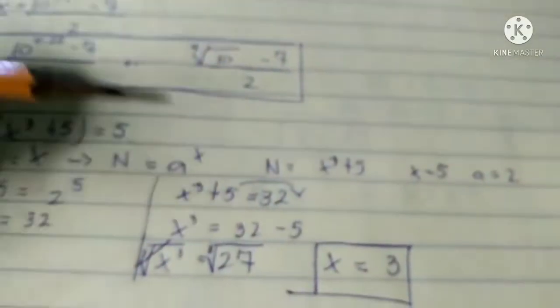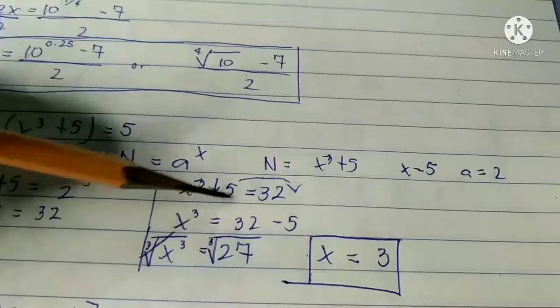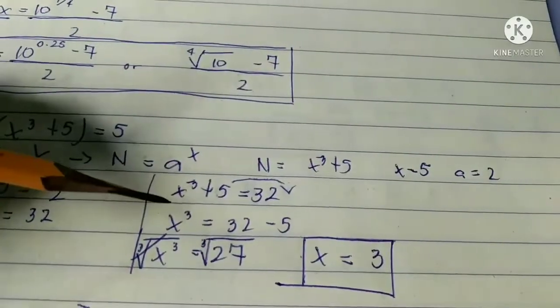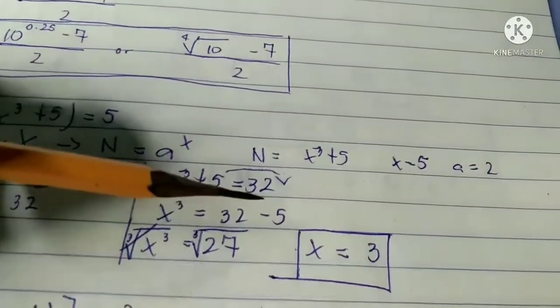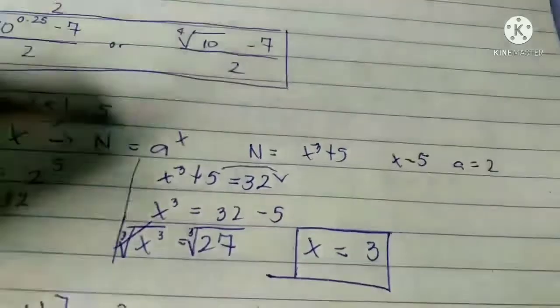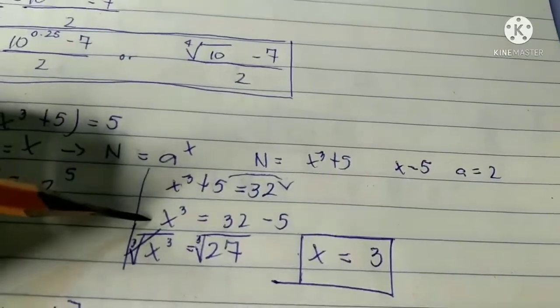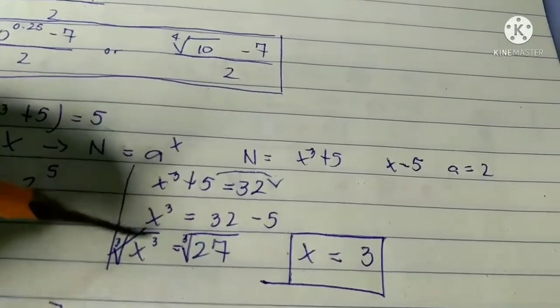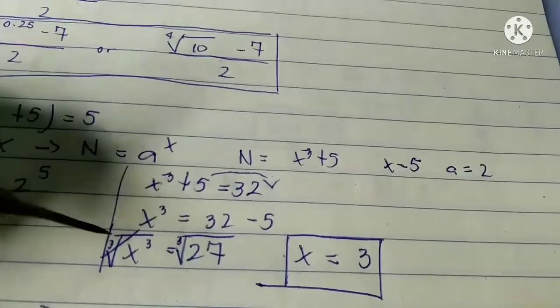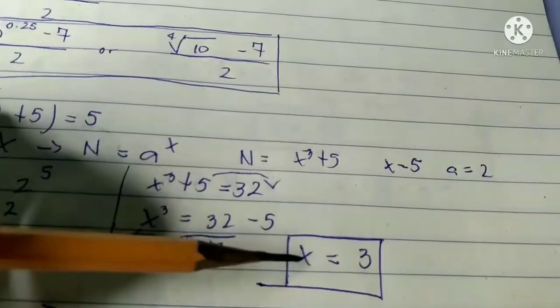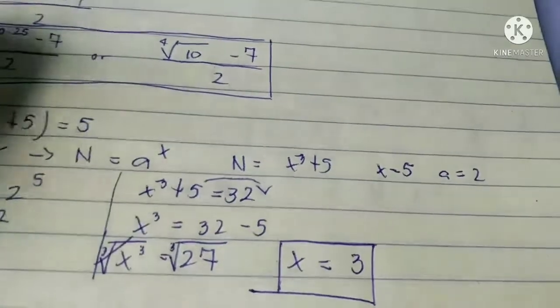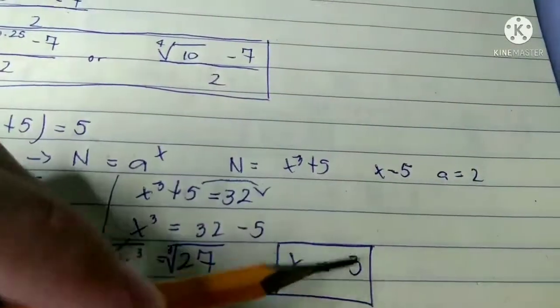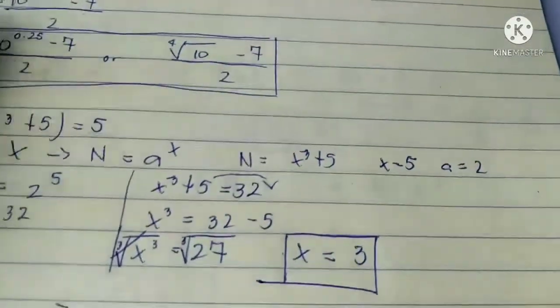Then we can transpose our 5 to the other side. So we're going to get x cubed is equal to 32 minus 5, so it is 27. We cancel out the cube here by taking the cube root of 27, and we will get x is equal to 3.